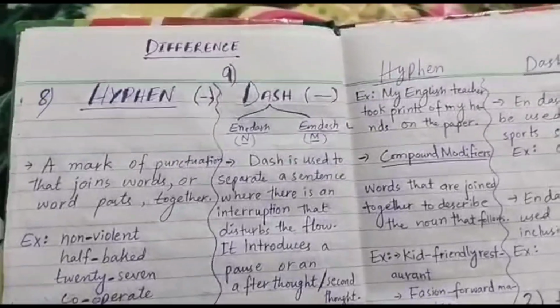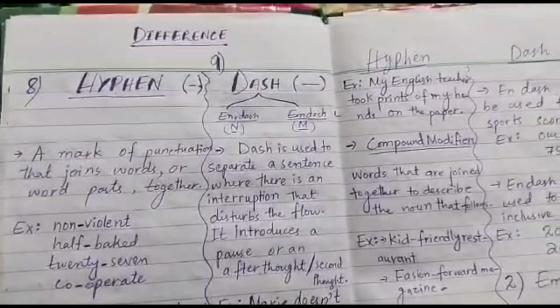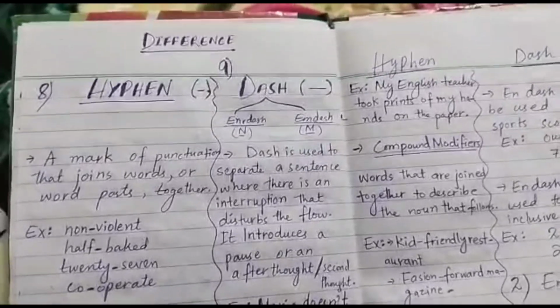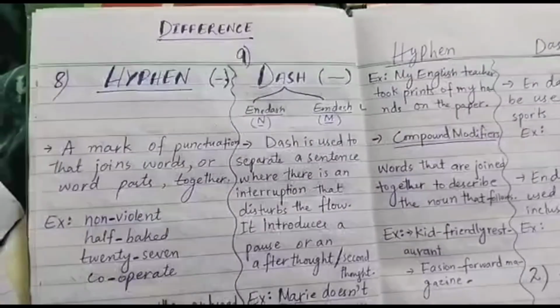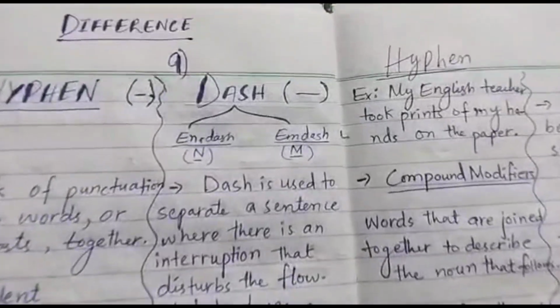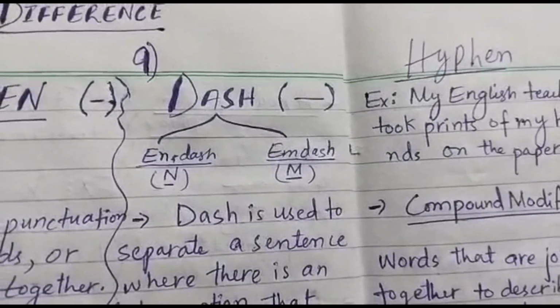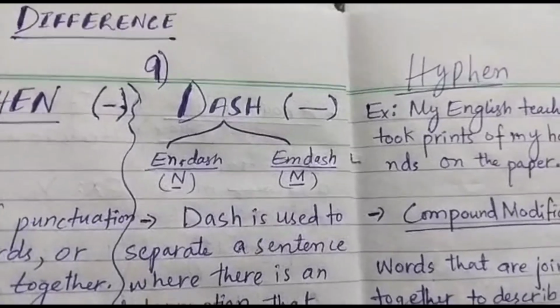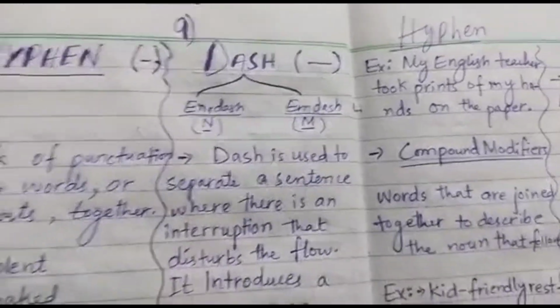Today you are going to learn about dash in detail. I have discussed hyphen in detail in my previous videos. You can go and check it out there. There are two kinds of dash: en dash and em dash. I have also discussed them in my videos. You can consider those videos.